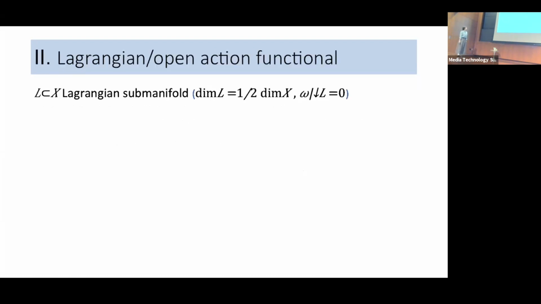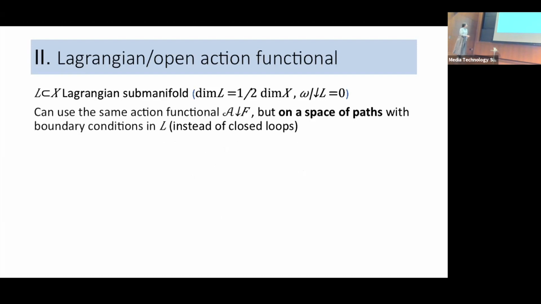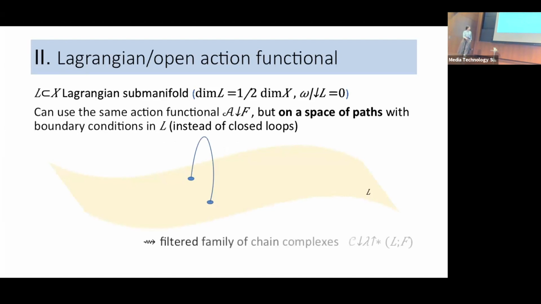So let's take a branching submanifold. Again, it's a submanifold with half the dimension that has a property. Let's take the same functional we had before, but instead of applying it to loops, let's apply it to paths with boundary conditions in that submanifold. So you can play again the same Morse theory story and get, again, a filtered family of chain complexes.